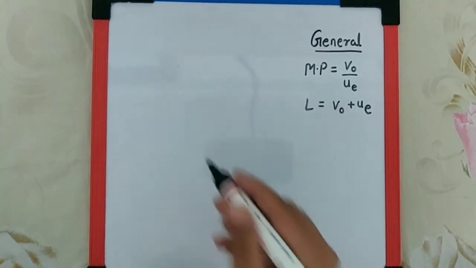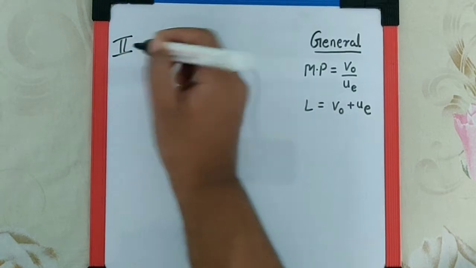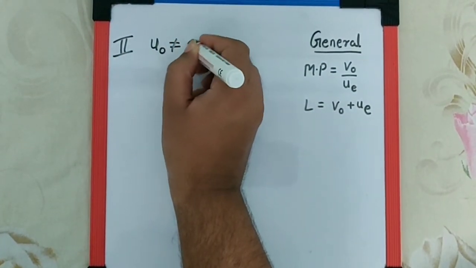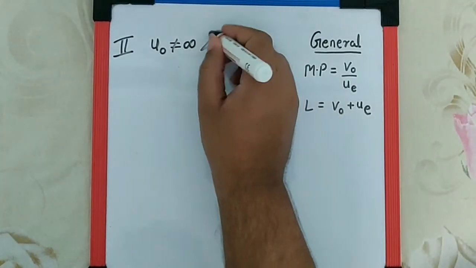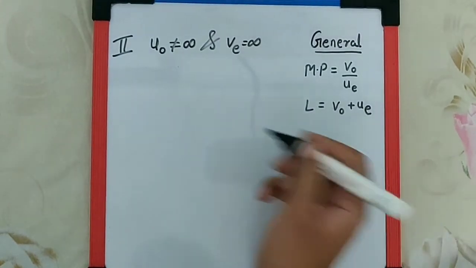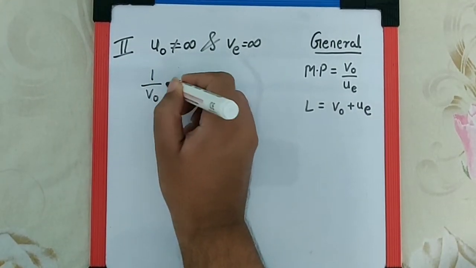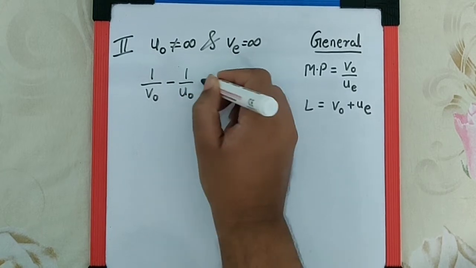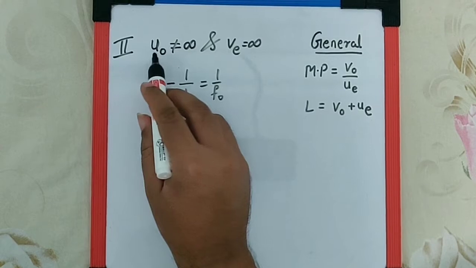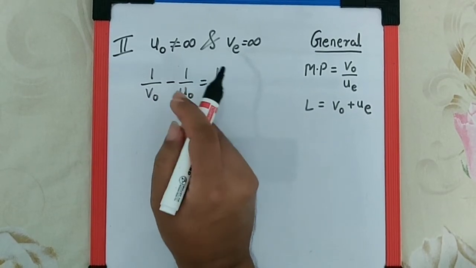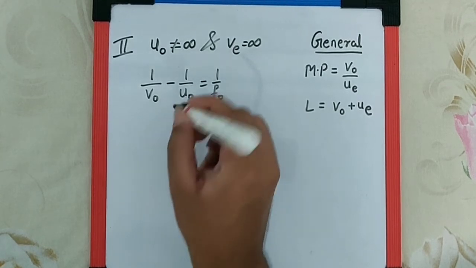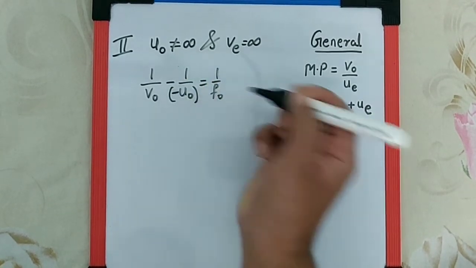Now what if I take a case 2 where the object is not at infinity and the final image is at infinity? Don't you think in that case, if we use 1 by VO minus 1 by UO is equal to 1 by FO, definitely if UO is not at infinity but it will be at a large distance, which means UO will be on the left hand side, which means it is going to be negative.